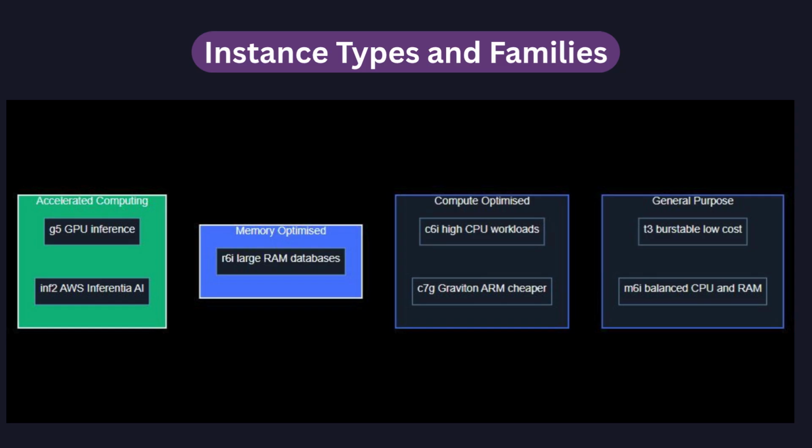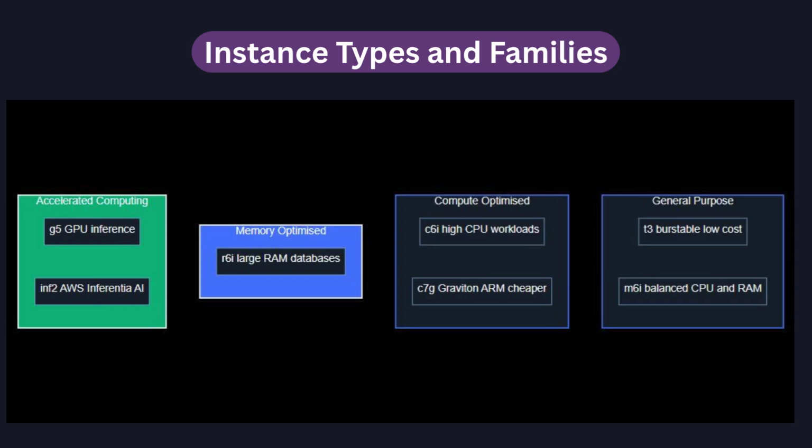Instance types and families. EC2 instance types are grouped into families based on the type of workload they are designed for. General-purpose instances like T3 and M6i provide a balanced mix of CPU and memory for most applications. Compute-optimized instances like C6i are designed for high CPU workloads, such as APIs and back-end services. Memory-optimized instances like R6i are used for databases and caching systems that require large RAM.